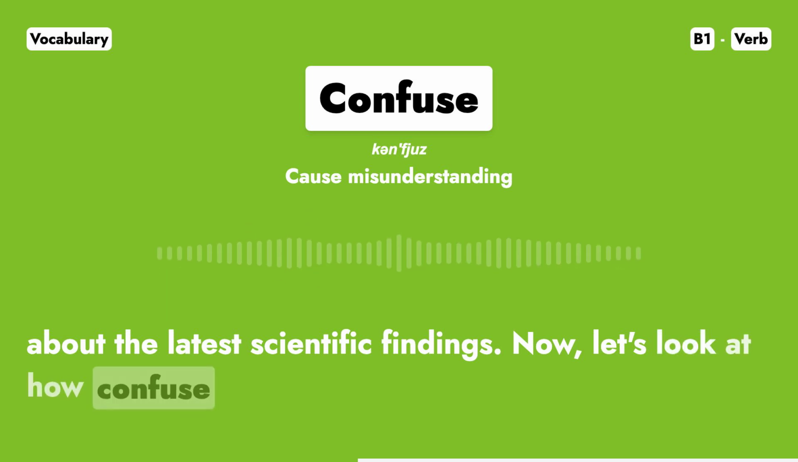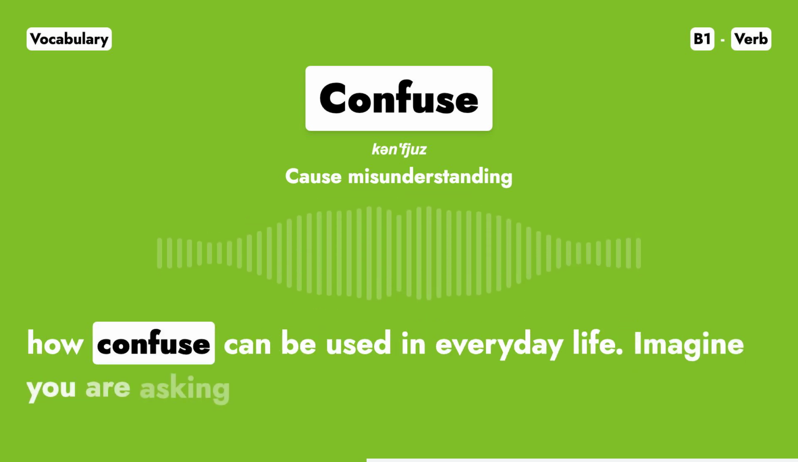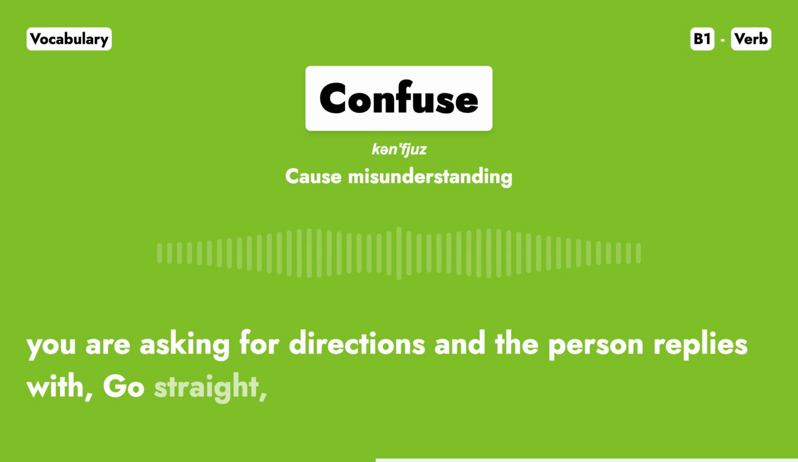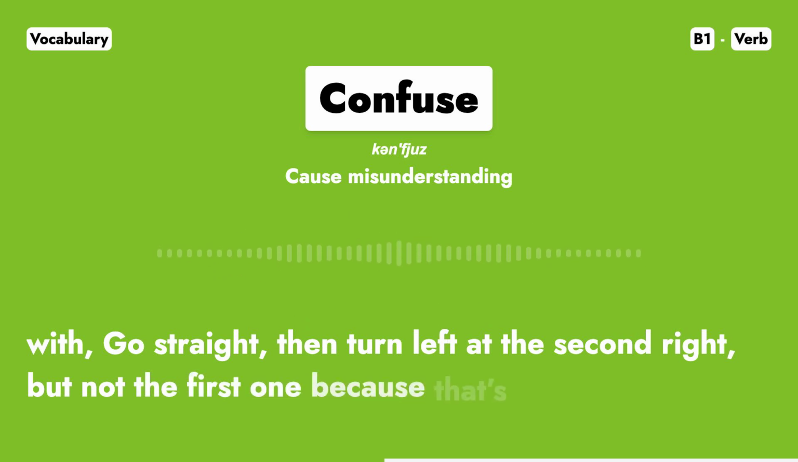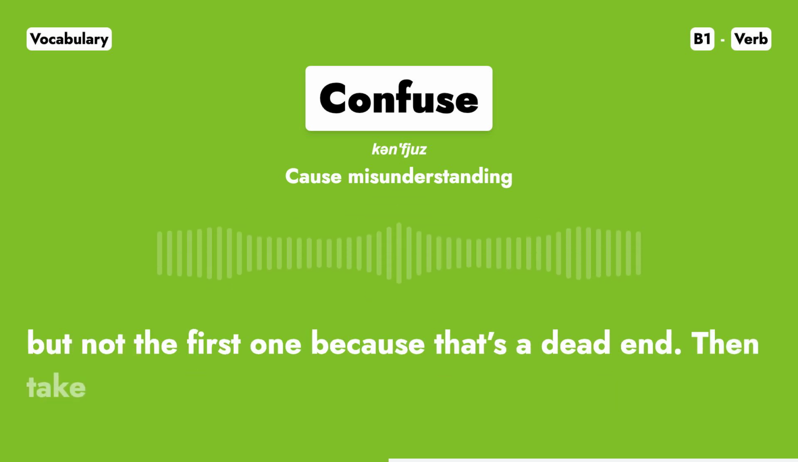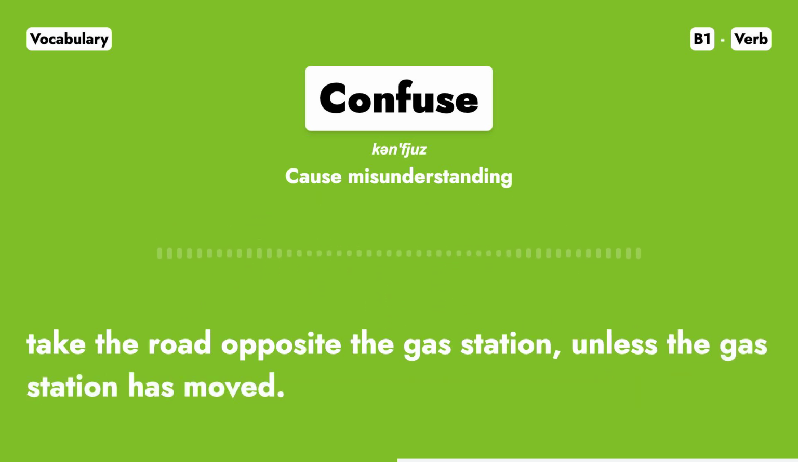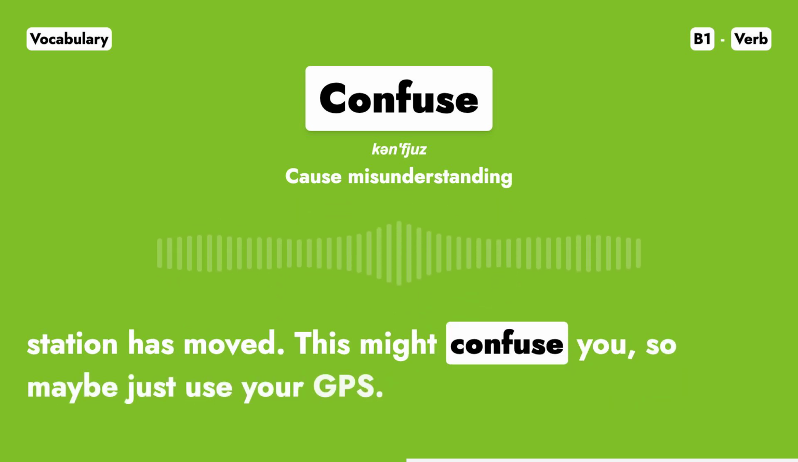Now, let's look at how confuse can be used in everyday life. Imagine you are asking for directions and the person replies with, "Go straight. Then turn left at the second right, but not the first one because that's a dead end. Then take the road opposite the gas station, unless the gas station has moved." This might confuse you, so maybe just use your GPS.